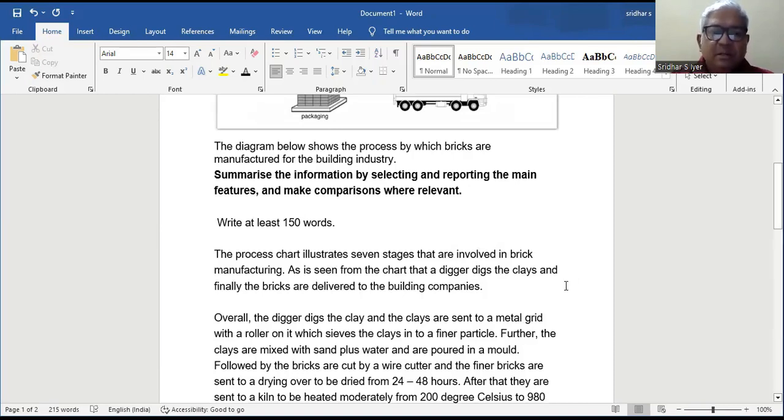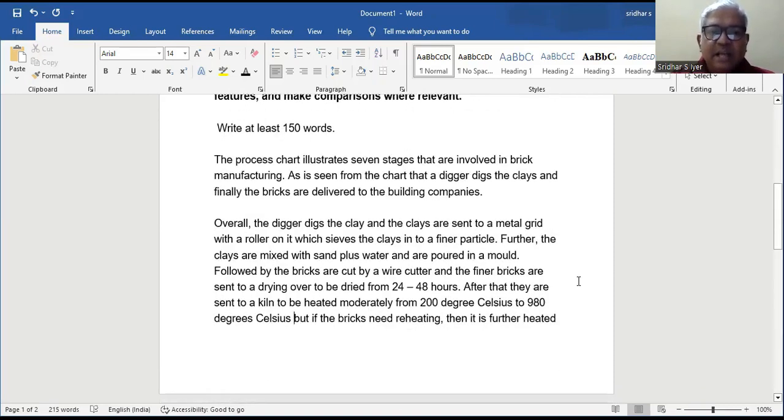Overall, the digger digs the clay and the clays are sent to a metal grid with a roller on it, which sieves the clays to a finer particle. Further, the clays are mixed with sand plus water and are poured in a mold. Followed by the bricks are cut by a wire cutter and the finer bricks are sent to a drying oven to be dried from 24 to 48 hours.